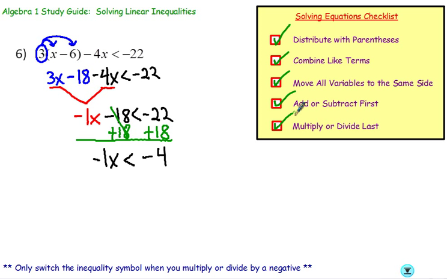So what we're going to do is divide both sides by negative 1. And remember, you divide by the number you're trying to get rid of, right? So if we're trying to get rid of a negative 1, we'd have to divide by a negative 1, which would end up with a positive x.